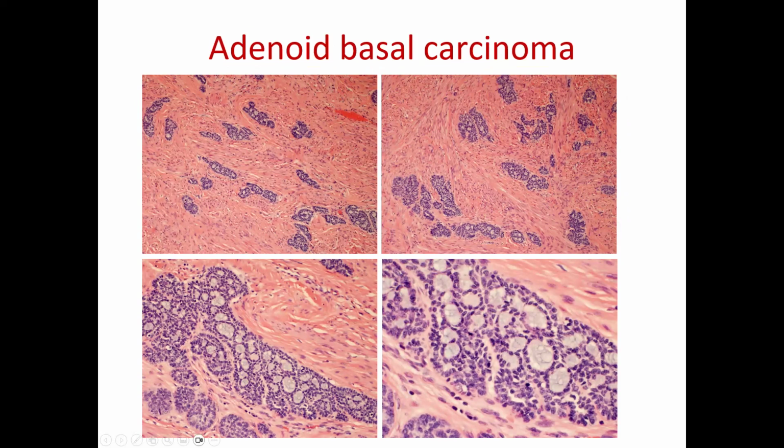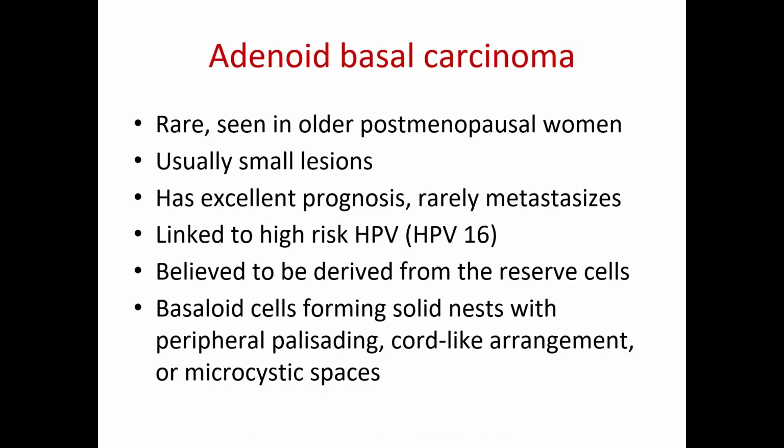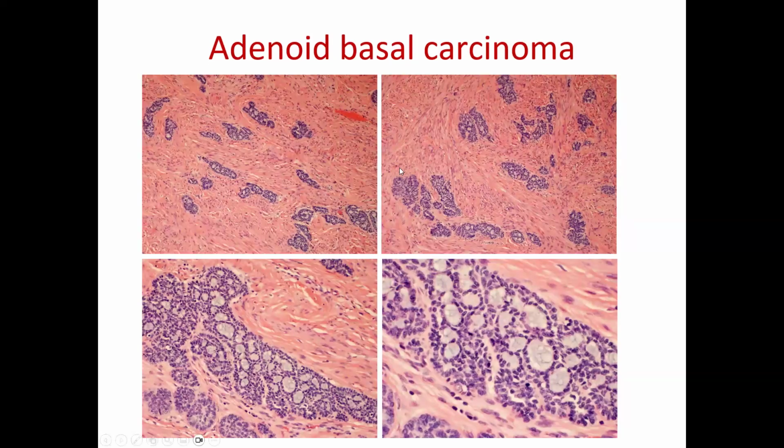The interesting thing about this entity, adenoid basal carcinoma, is that it is very rare. It is HPV associated, but it has an excellent prognosis. So excellent to the point that some gynecologic pathologists don't even like to consider it as cancer. It never metastasizes. Those patients typically are older patients, postmenopausal. It is diagnosed as an incidental finding. You are looking at a hysterectomy, and then you find an area that looks like this.